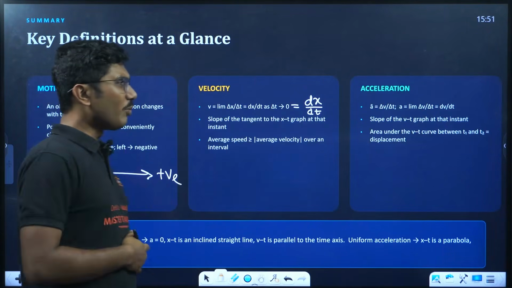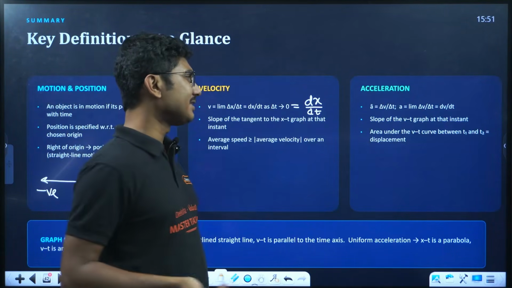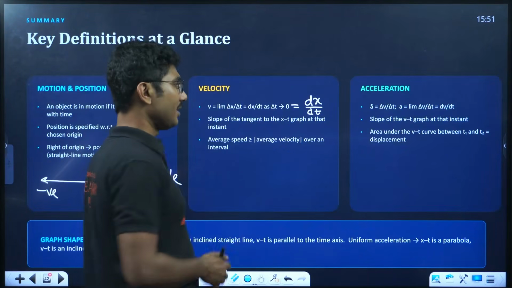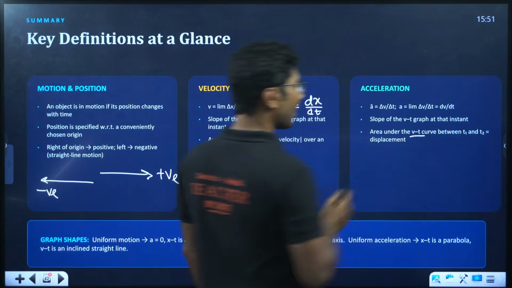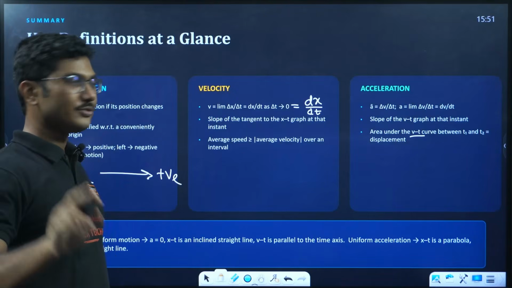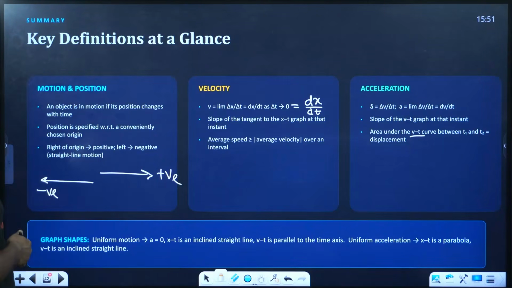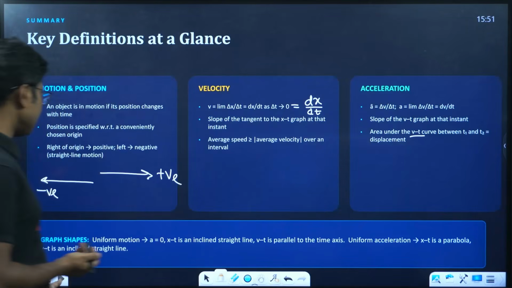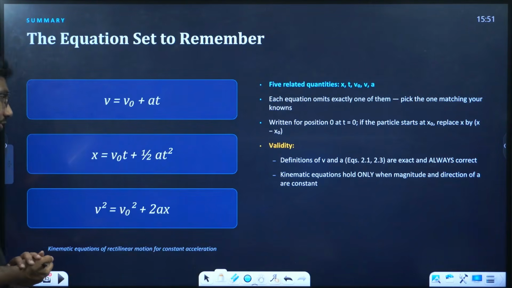Okay, the slope of the vt graph at an instant gives the acceleration. The area under the velocity-time graph gives you displacement, and the area under the acceleration-time graph gives you the change in velocity. Remember that. Okay, uniform acceleration, with different graph shapes, we have also discussed. Now let's move on to the equations of motion.